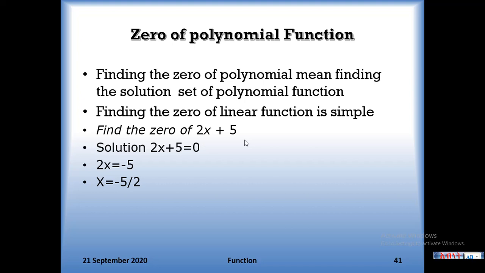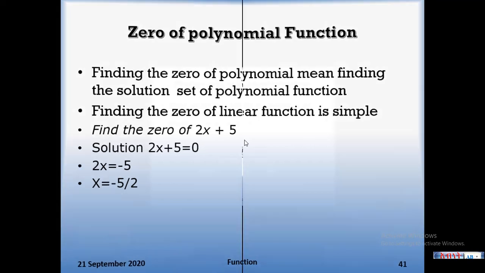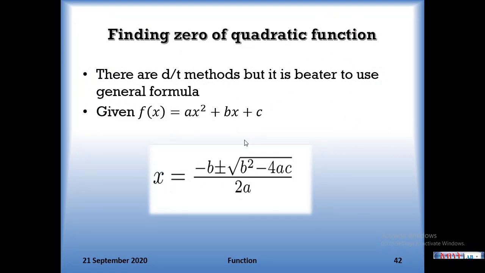Finding the zero, or the solution set, of a linear polynomial function is very easy. What about finding the zeros of a quadratic function? There are different methods, but it is better to use a general formula. Given ax squared plus bx plus c, x is equal to minus b plus or minus the square root of b squared minus 4ac, over 2a. Now, if you remember, in chapter 2 I think we have seen complex numbers.